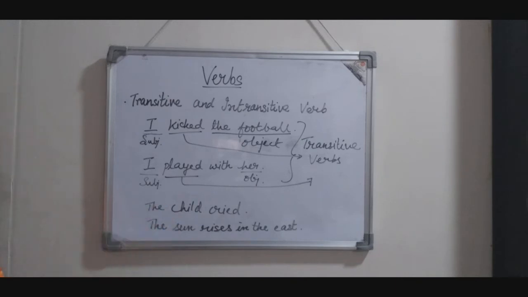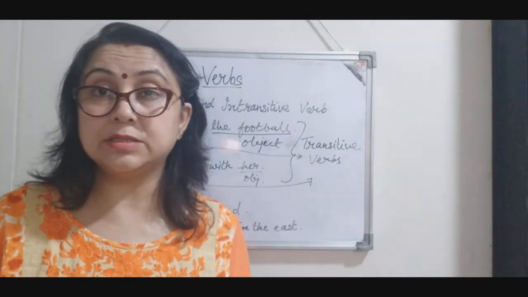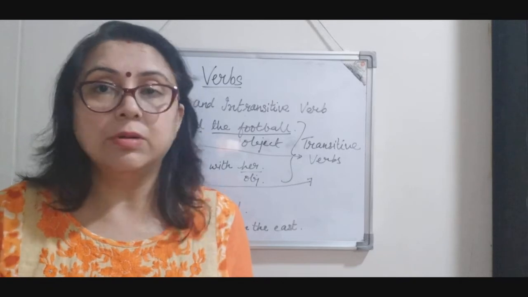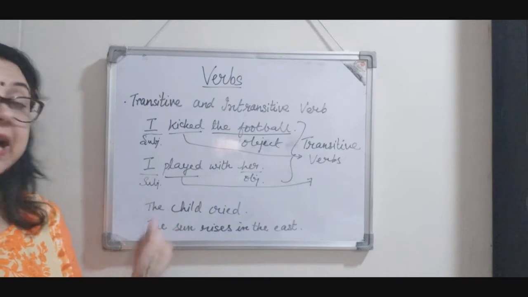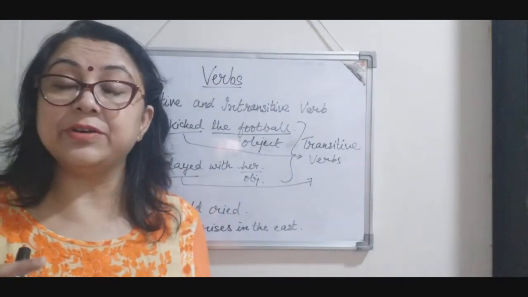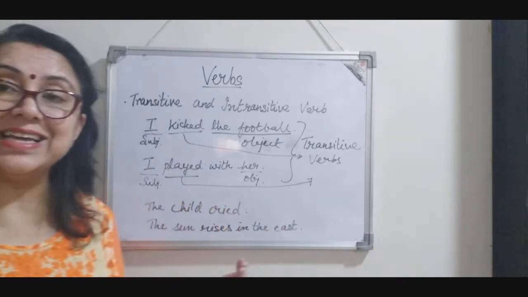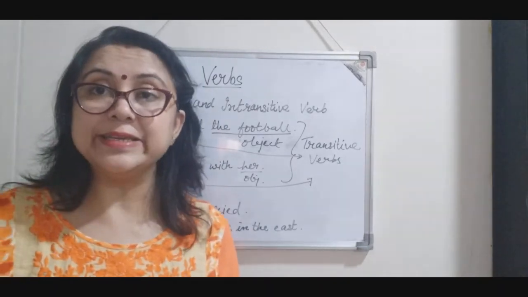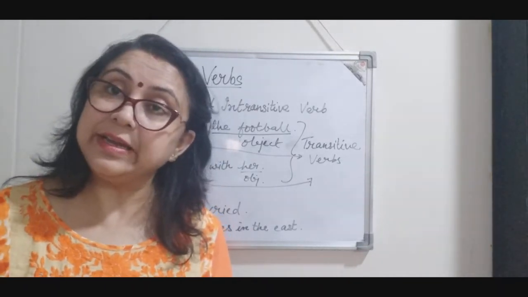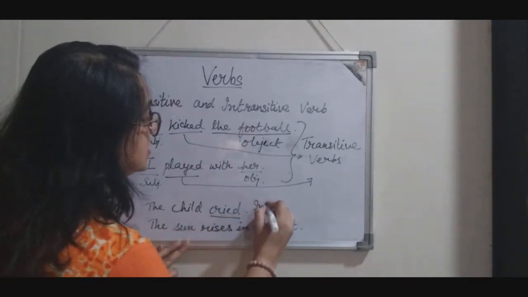Now let us focus on the first sentence. The child cried. The child cried what? Any answer? No answer. The child cried whom? Any answer? No answer. So this sentence has no receiver of the action. The child is the subject and there is no object in this sentence. So the verb is intransitive.